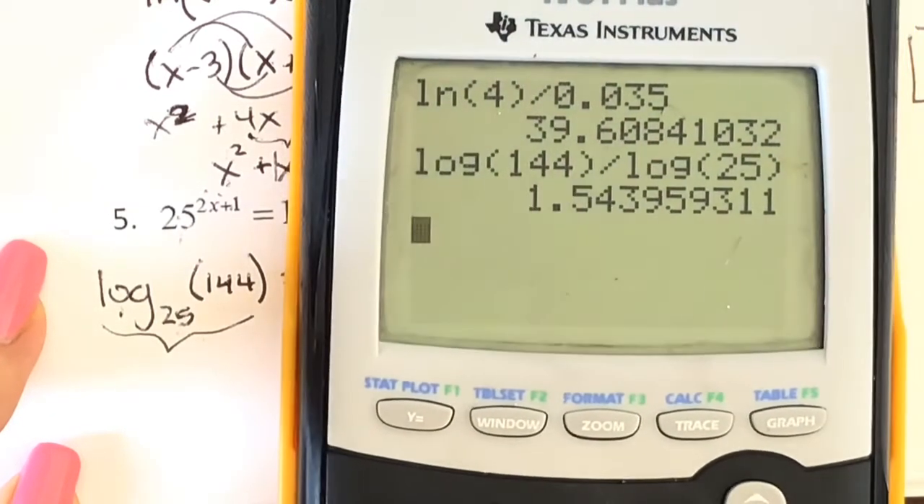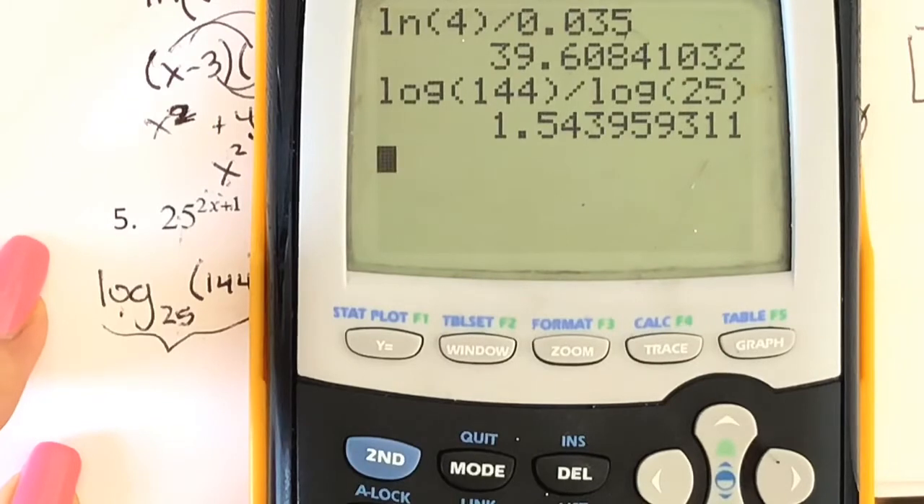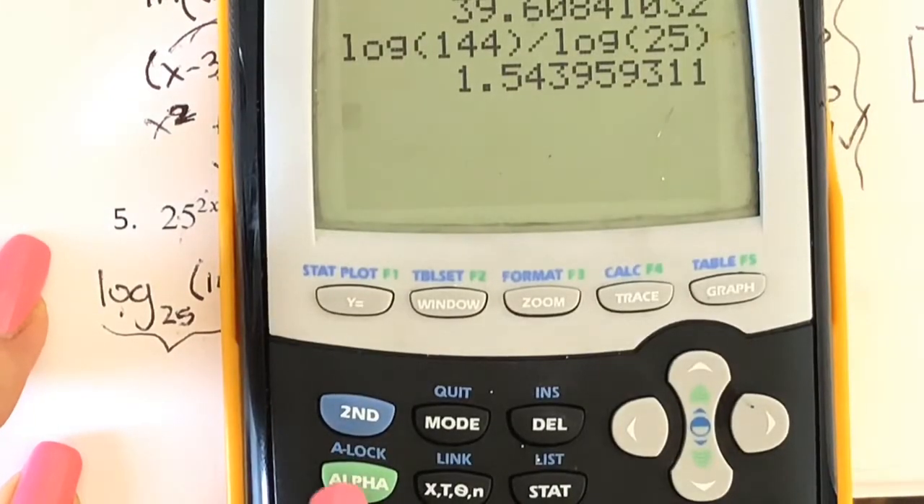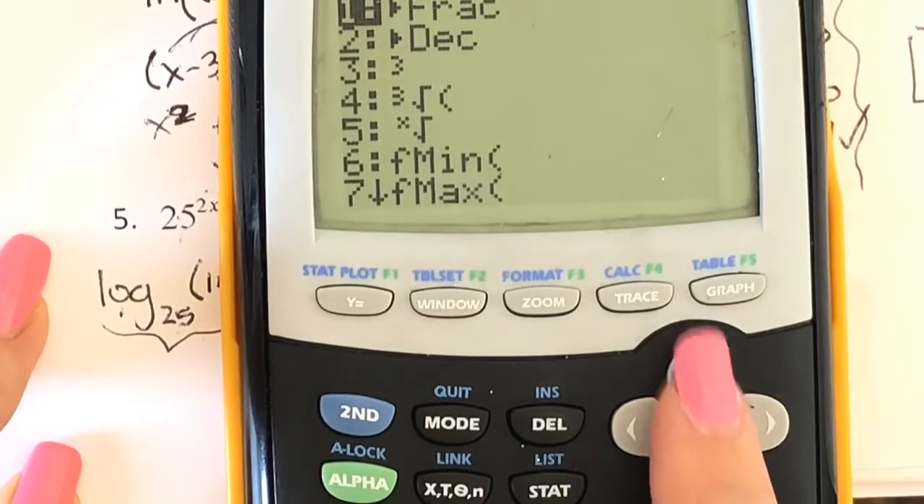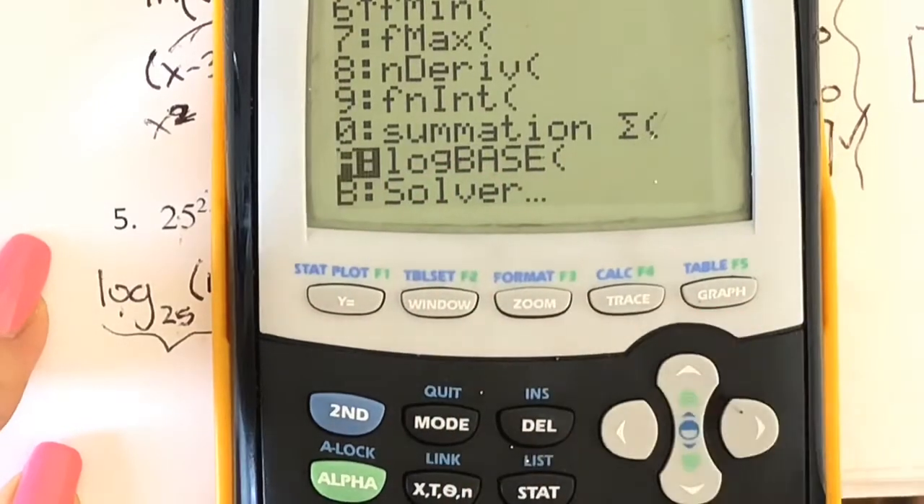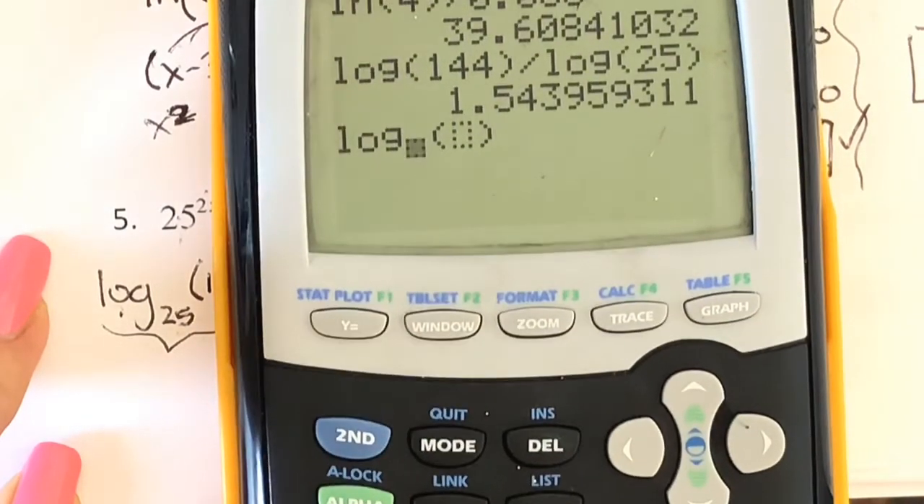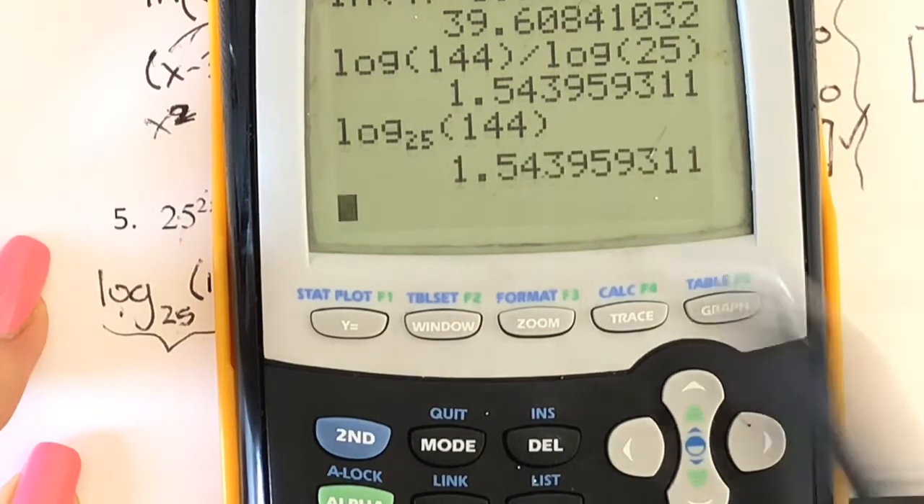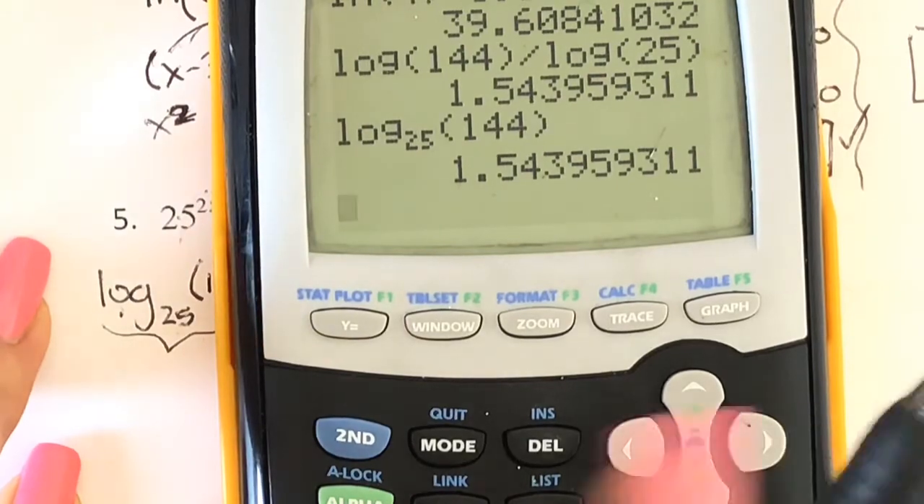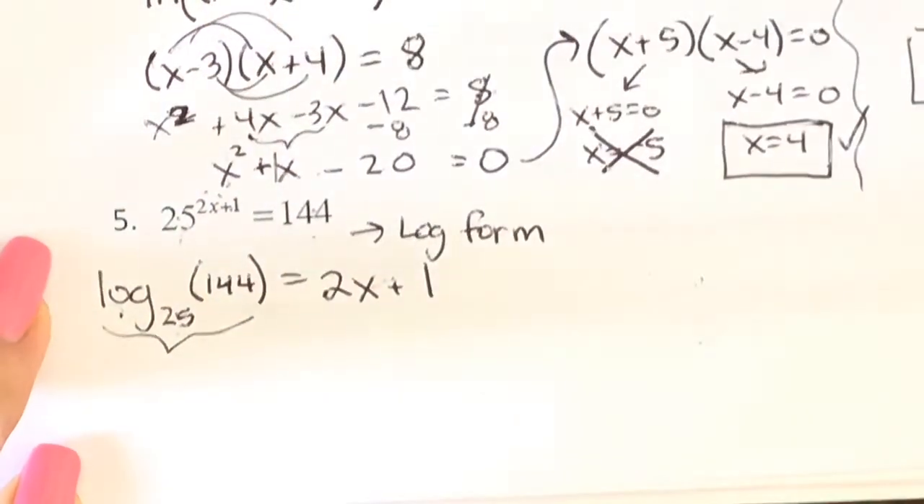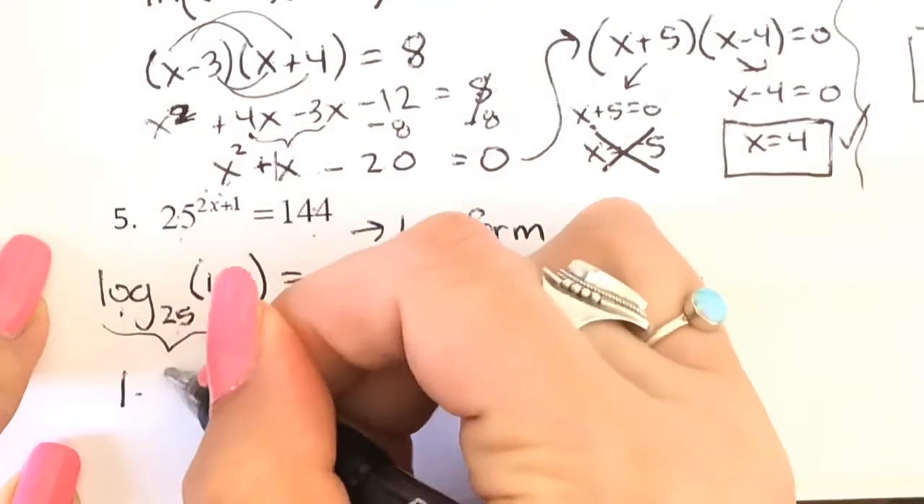this decimal right here. Or if you do have one of the nicer calculators, you can go into your math menu and then just scroll down to where you have that log base, and you can type in log base 25 of 144. But you'll see we'll get the same answer either way. So it's just kind of personal preference how you want to type it in. But I'm just going to take this decimal. We'll do 2 decimals on this one.